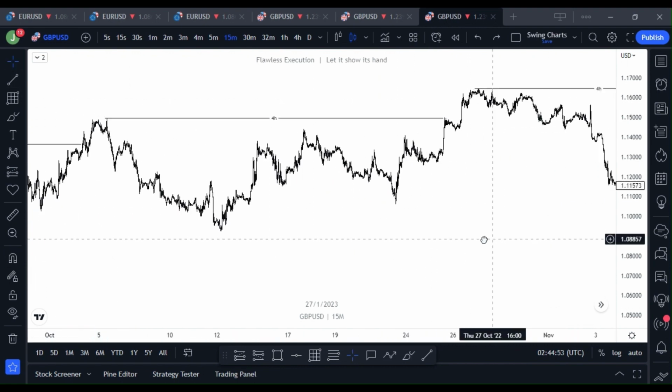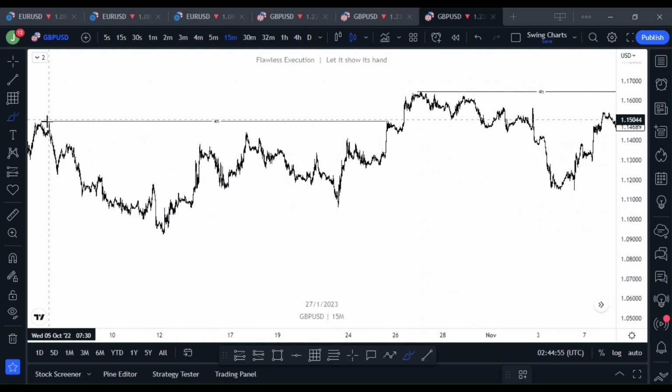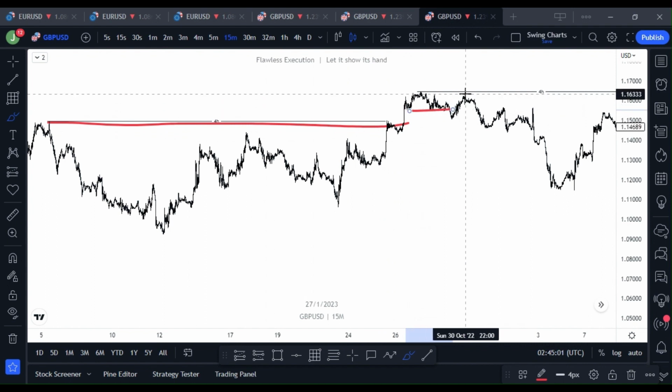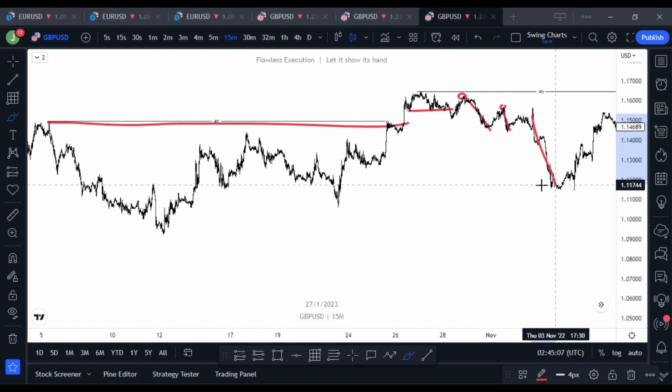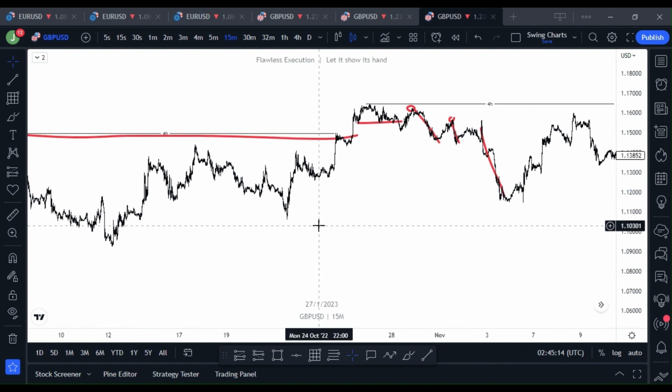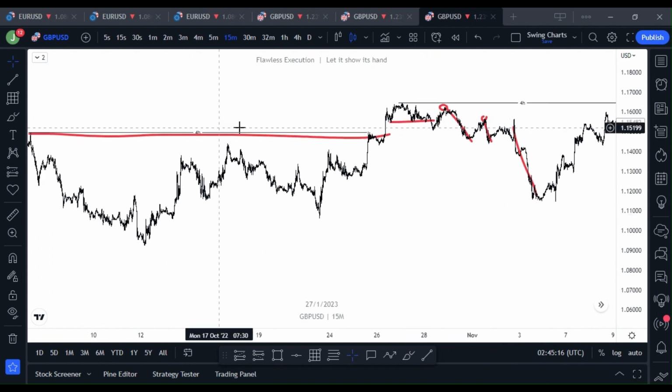And then very, very simple, right? Repeatable process. 4-hour goes bullish or breaks structure bullish, the 15-minute needs to pull back. So what do we do? We break structure, we sell here, and we ride the trend, pull back, sell, ride the trend.